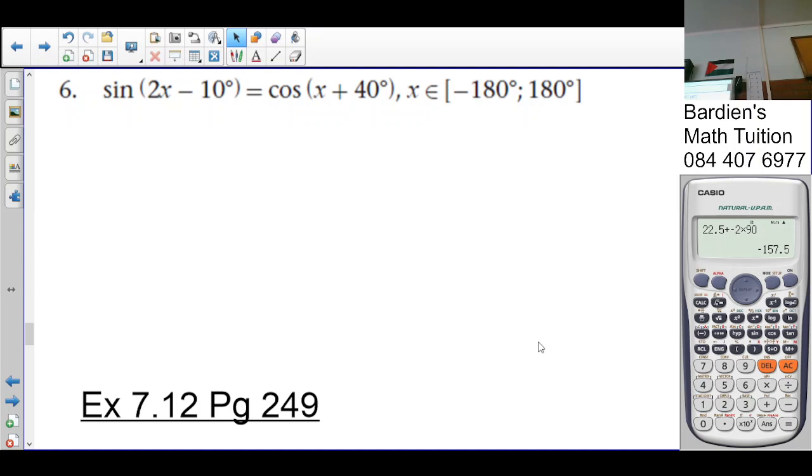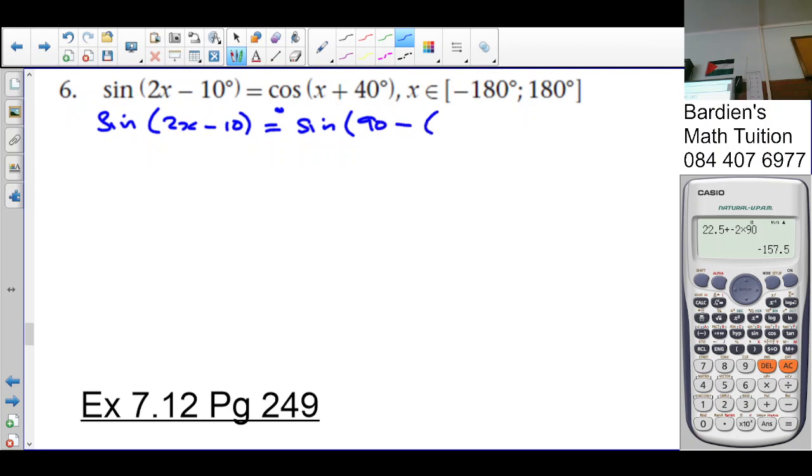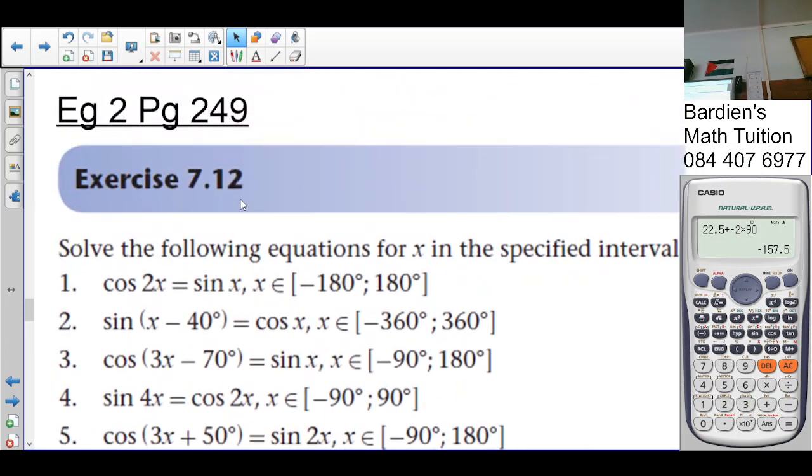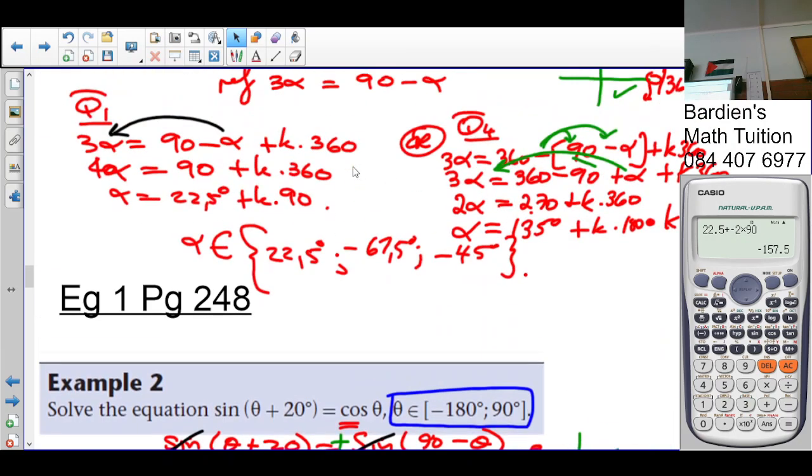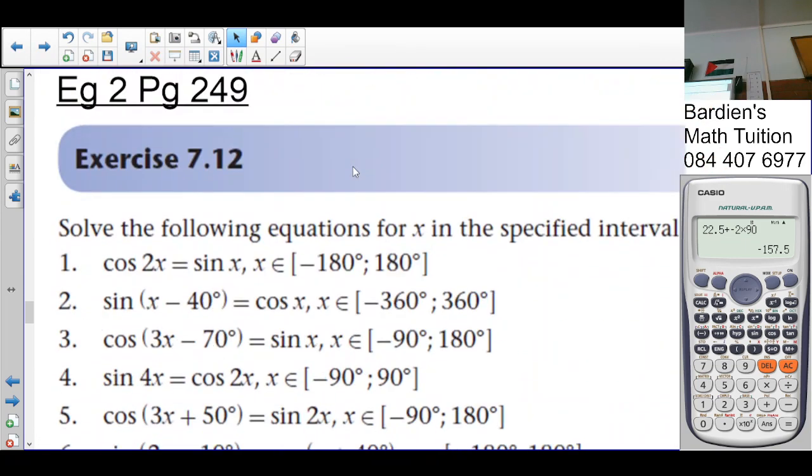Right, so where do we start? Changing cos to sine. How do I do that? Sine of 2x minus 10 is equal to sine of 90 minus (x plus 14). Did I do that earlier? You didn't need to put it in a bracket.